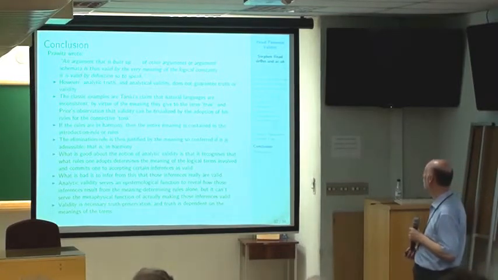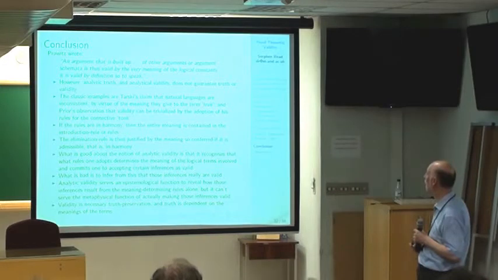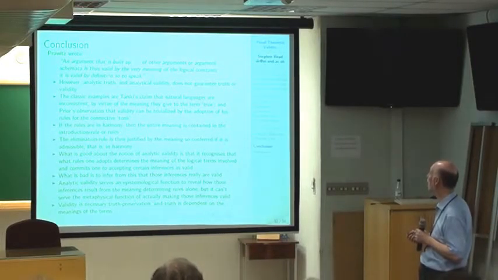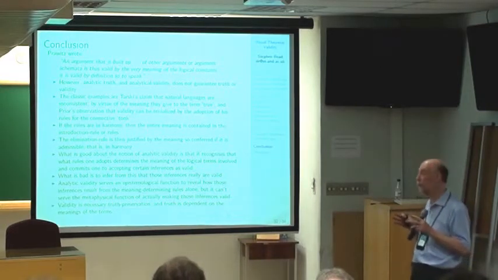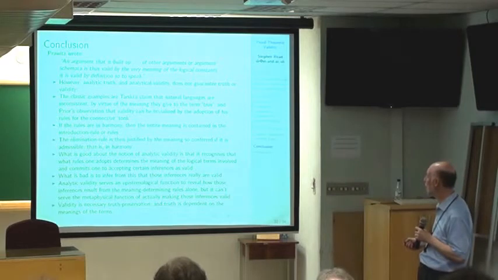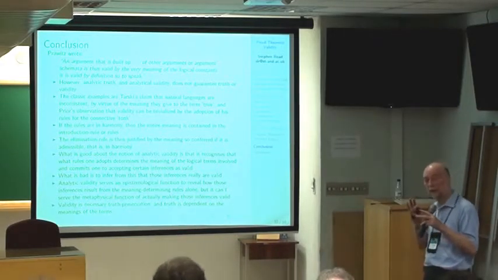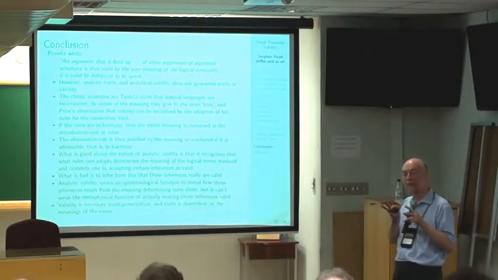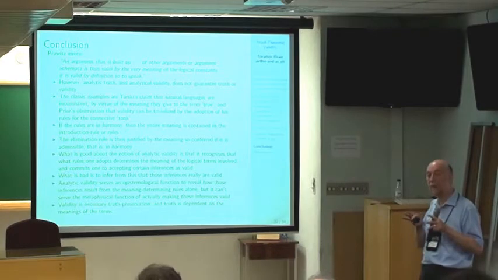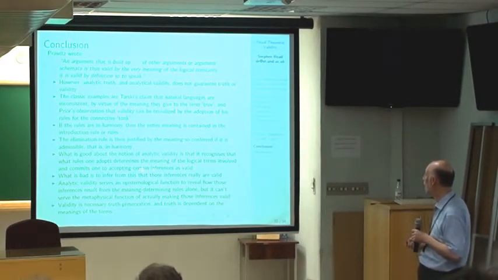So, conclusion, a nice quote from Prawitz about analytic validity: an argument built out of other arguments or argument schemata is thus valid by the very meaning of the logical constants, is valid by definition, so to speak. But analytic truth doesn't guarantee truth and validity. The classic example is Curry's liar. Another one is Prior's tonk. But when the rules are in harmony, you can see clearly what meaning has been encapsulated in the introduction rule. The elimination rule is then justified by the procedure we've seen. What's good about that is that we can now see more clearly how the meaning of the terms encapsulated in the rules feeds through to one's justified belief in the inferences that are then available.